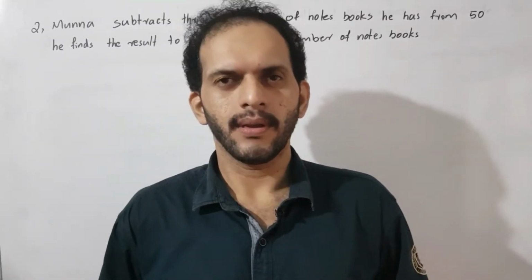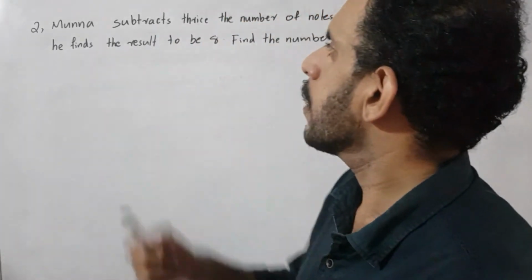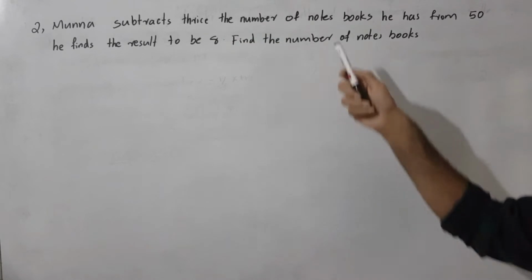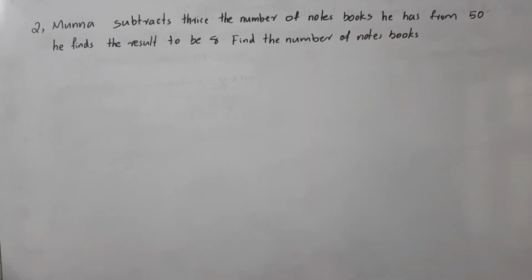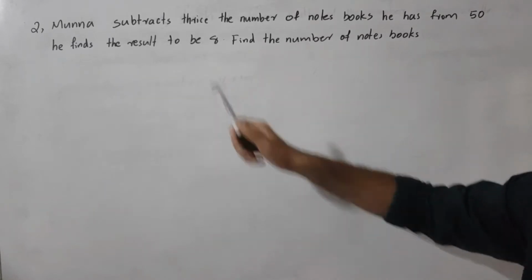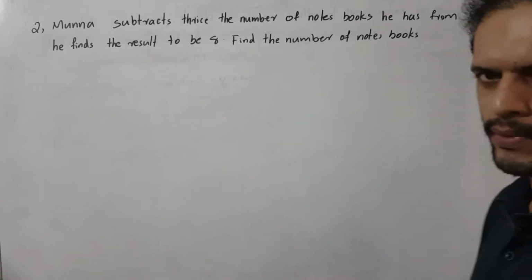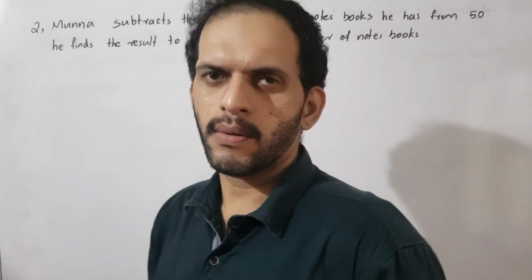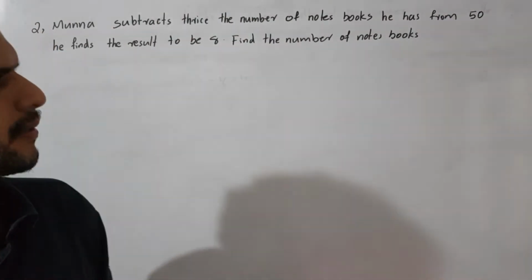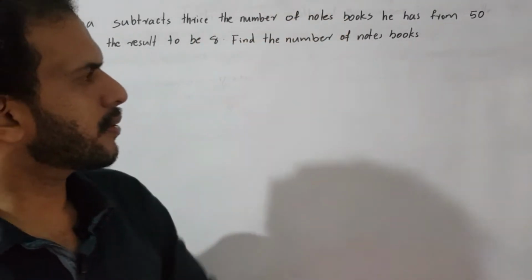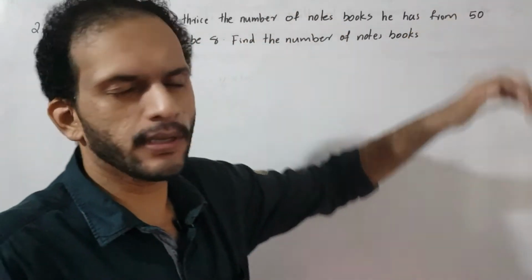The next question is like this. Munna subtracts thrice the number of notebooks he has from 50. He finds the result to be 8. Find the number of notebooks. That is the question. Okay, the question is very clear. Munna subtracts. What is he subtracting? Thrice the number of notebooks he has, from 50.